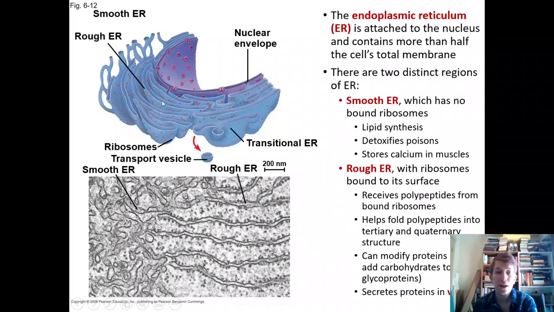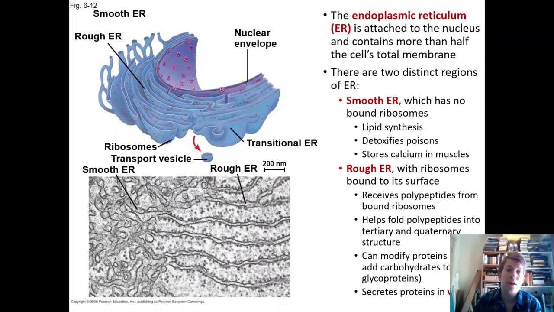And then the rough ER can modify it. It's going to fold it up. A polypeptide is a long string of amino acids, but inside the rough ER it'll fold up so the little partial positives and negatives will stick to each other, and it'll make the right shape of polypeptide. Sometimes it can modify it by sticking multiple polypeptides together to make a bigger protein, or by adding some carbohydrate chains if it's going to be a glycoprotein eventually.